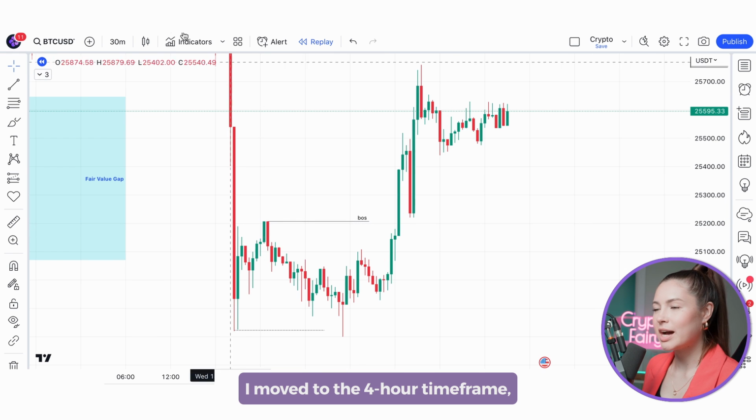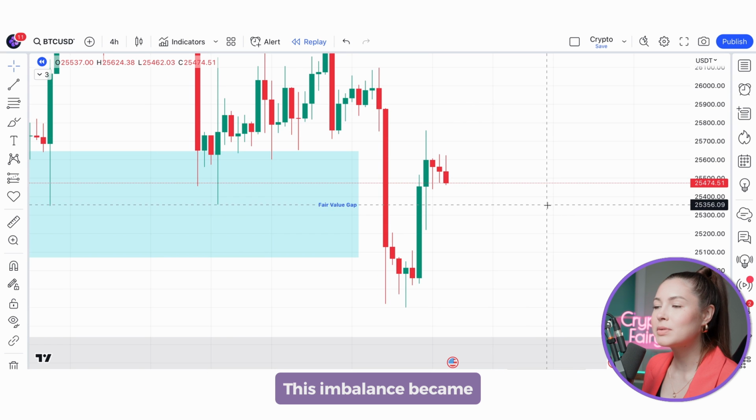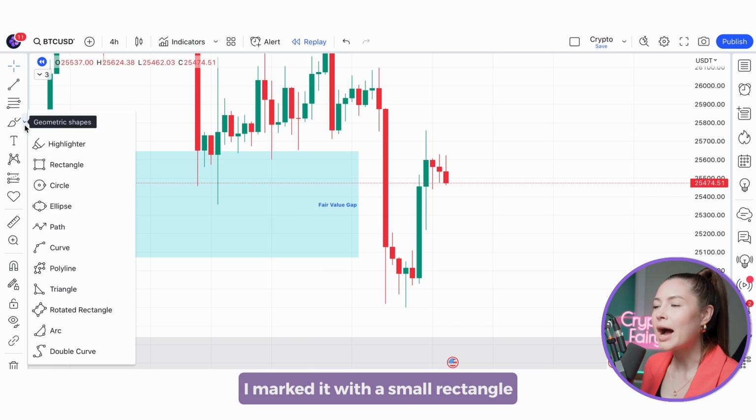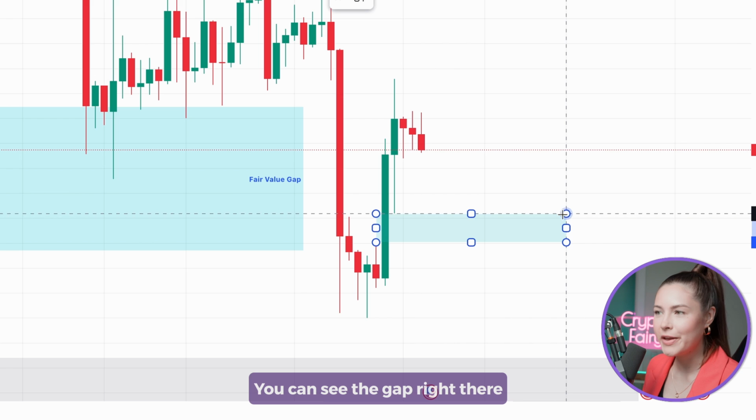To open a trade, I moved to the 4-hour time frame, because the imbalance was perfectly visible there. This imbalance became my support for the future long. I marked it with a small rectangle. You can see the gap right there.